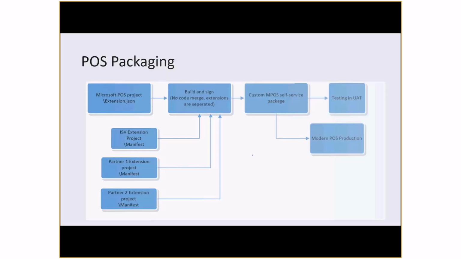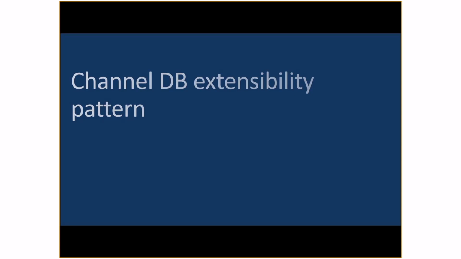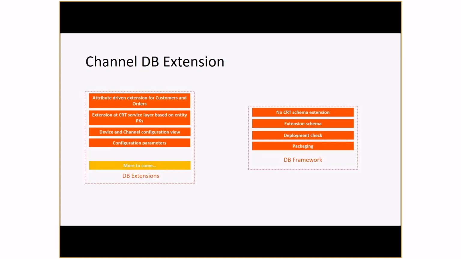Okay. We'll quickly talk about the channel DB extensibility pattern. One important thing we did: previously, if you wanted to add any new tables, you would do it in our own CRT or the AX schema. Now, because we want to do a seamless upgrade, you should just take the upgrade and apply. If you modify our schema, you will not be able to do it. So we introduced a new schema called the extension schema.